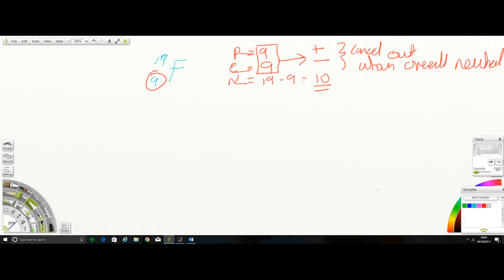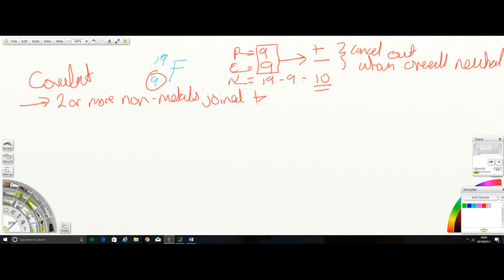Now we're going to look at the electrons, because that's what we're interested in with covalent bonding. So all group 7 elements exist as diatomic atoms, and so because of this they are covalent. A covalent bond is simply a bond between 2 or more non-metals. So when 2 or more non-metals are joined together, it's called covalent bonding. Right, so let's draw fluorine.